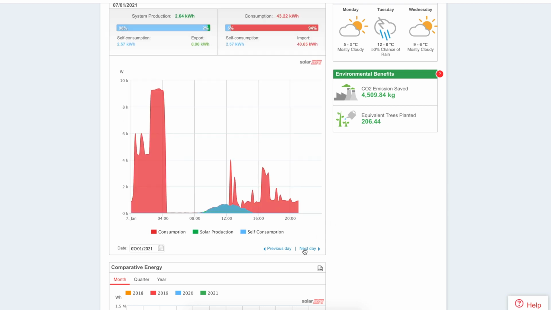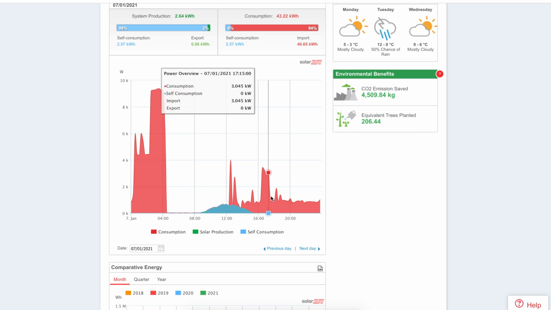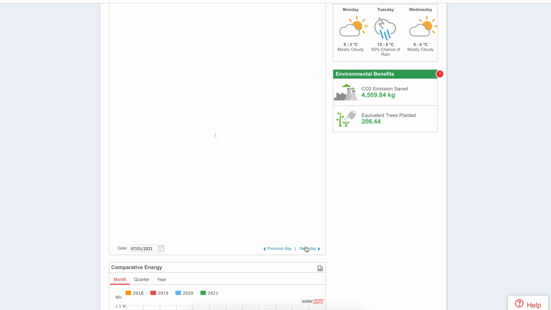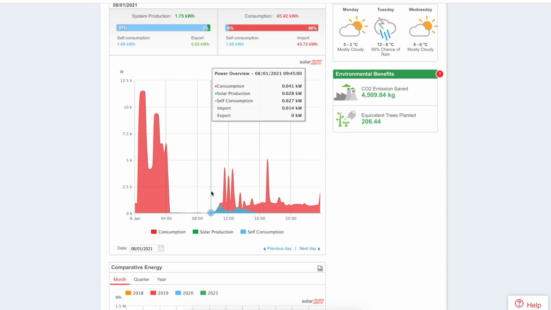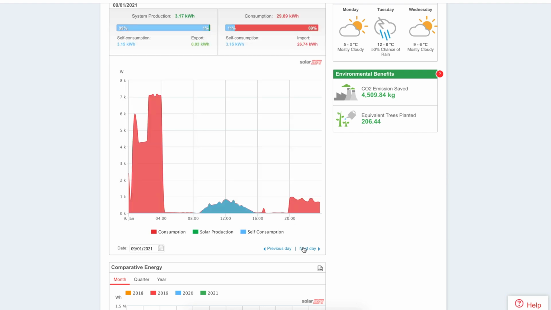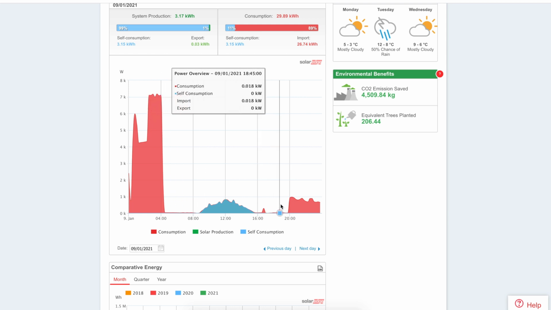On to the 7th. Another bad day, 2.64 kilowatt hours. Again, we're pulling from the grid pretty much from lunchtime to get us through the rest of the day. Pretty high consumption. And here we go, again, the 8th is pretty bad, 1.75 kilowatt hours. So again, pulling from the grid pretty much from lunchtime. On to the 9th. Not great at 3.17 kilowatt hours, but our energy consumption isn't that bad, so it keeps us going until the early evening.